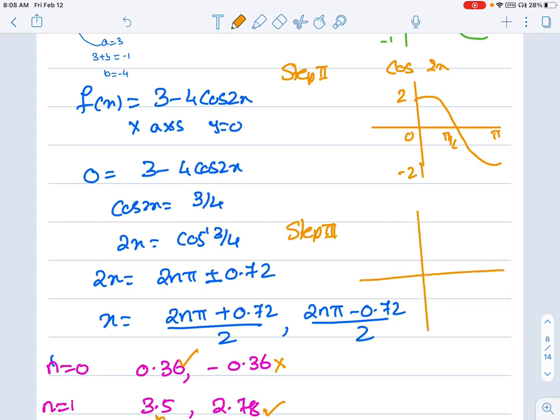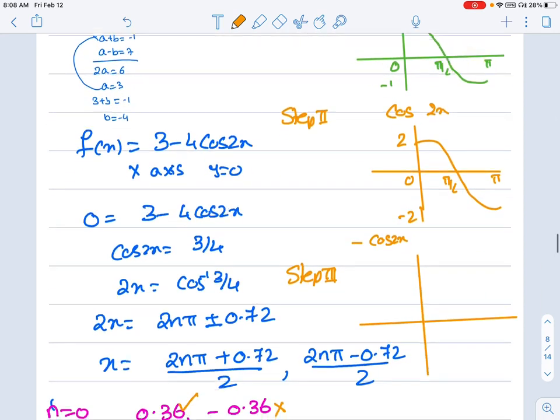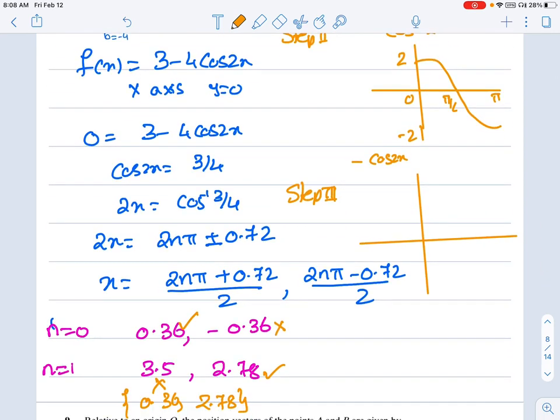Minus cos 2x. So when I do, it is minus cos 2x. So I do it upside down. So it becomes minus 2 to pi. Okay, so this becomes say minus 2 plus 2, but it becomes upside down. So the same graph becomes upside down. This is minus cos 2x.